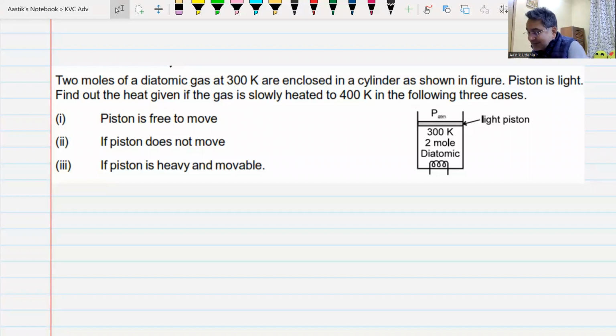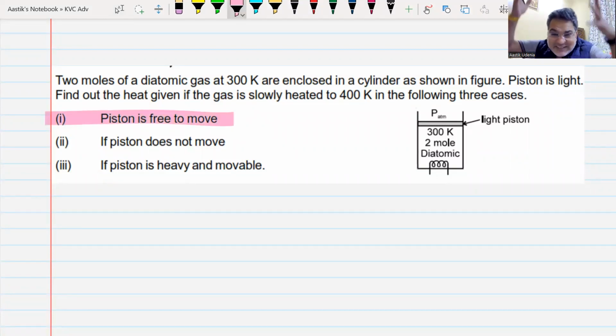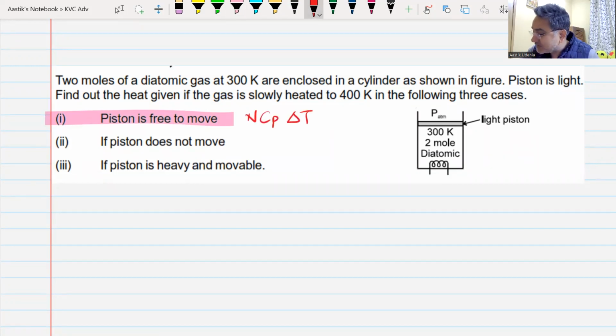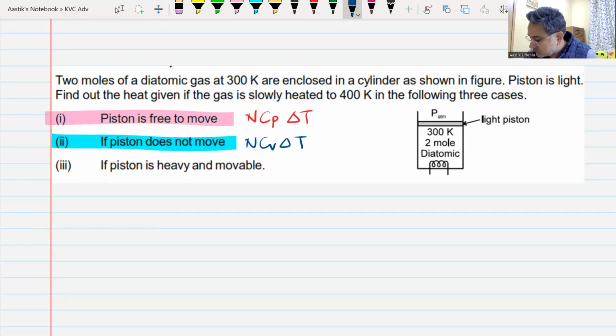In the first process, it is free to move. It is open to atmosphere. Do you see this atmosphere? So this is constant pressure, yes or no? Yes, sir. So the answer is n CP delta T. Well done. Second process. It's an isochoric process. So n CV delta T.